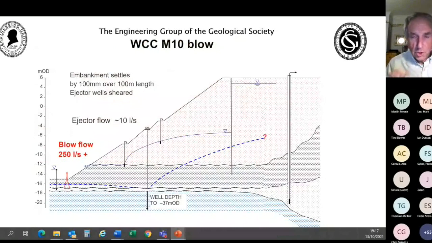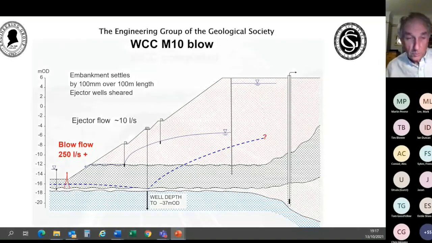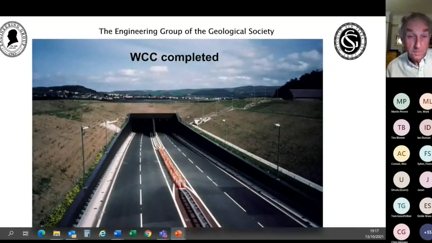And it turned out that just at this one particular location, whether it was an old buried river channel or something like that, there was a very highly permeable layer between the Irish Sea boulder clay and the glacial lake deposits, and it was connected to a source of high pressure water, probably historic high pressure water. And what happened was that the total flow from that was 250 litres per second, compared with a total flow of only 10 litres per second that was required to depressurise the whole of the excavation.